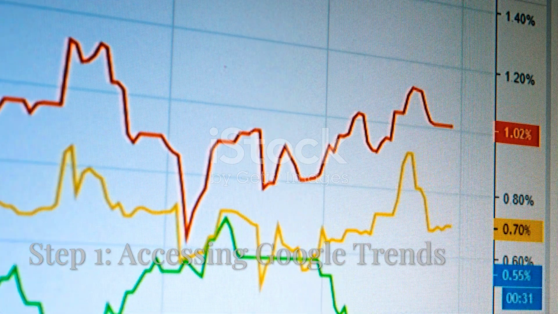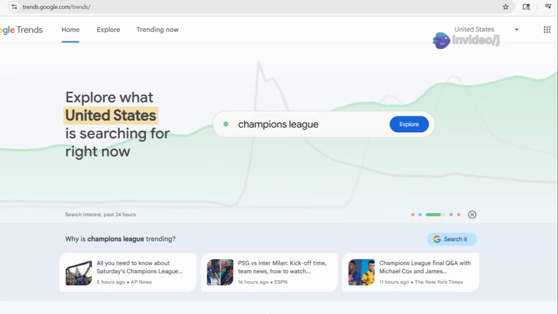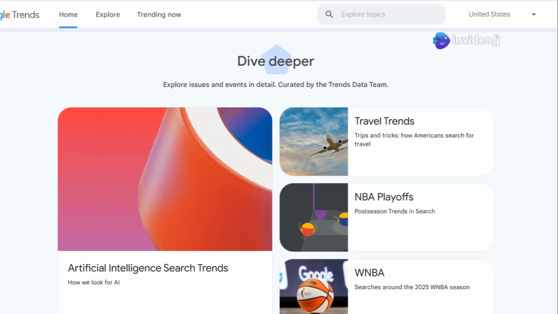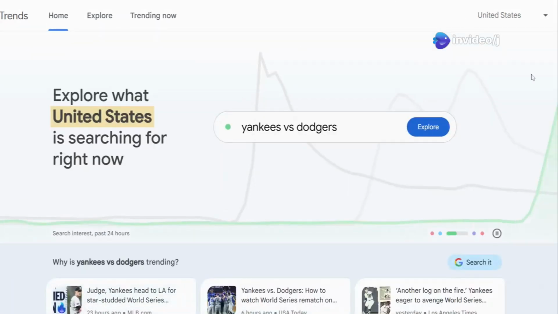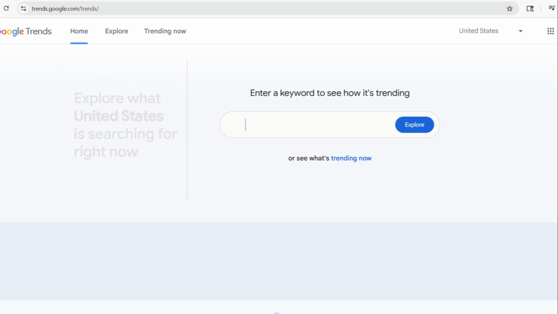First up, accessing Google Trends. It's super easy. Just visit trends.google.com. No sign-up required. You should see the Google Trends homepage, which features a search bar at the top and trending topics below. Click the search box or the Explore link to start.